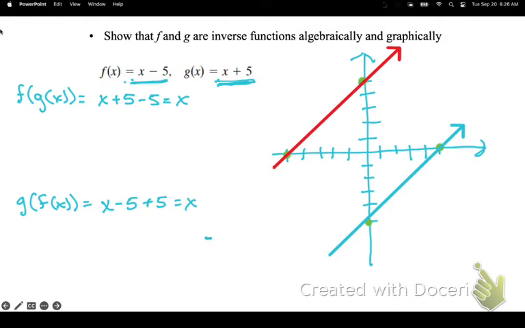Okay, so are these inverses of each other? I don't know. Haven't told you how. Anybody remember how they're inverses of each other? They both equal x. Are they a reflection across that line? Yes. All inverses reflect across the identity line, the y equals x. Remember that parent function that it showed in the book, the identity line? That's why it's called the identity line, because inverses reflect across it.